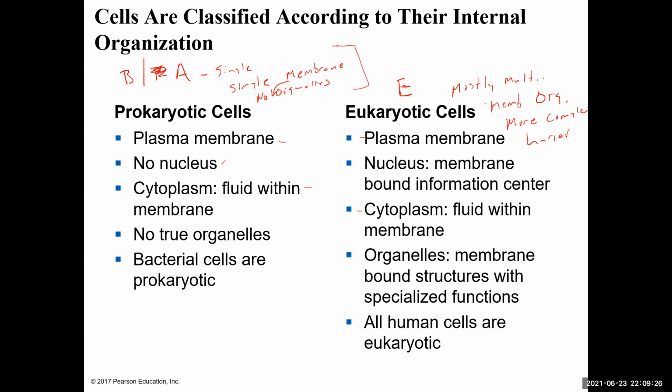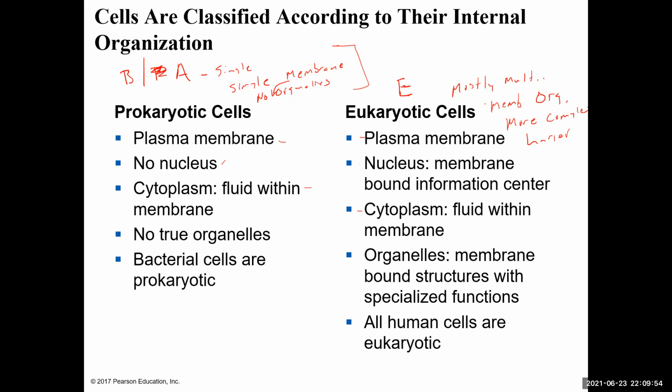The prokaryotic cells, while they have no nucleus, the eukaryotic cells, they do have a nucleus. So they have that membrane-bound nucleus. And they also have other membrane-bound structures that we'll talk about in this video. And each of those structures has a specialized function. So they have a specialized job and role that they perform within the eukaryotic cell.